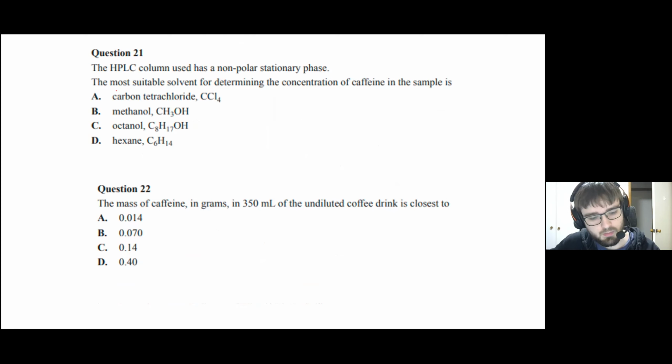Carbon tetrachloride is non-polar. Methanol is polar. That's looking pretty good. Octanol is kind of in the middle. Hexane is non-polar, so that one's definitely out. Methanol is more polar than octanol, so it's going to be the better solvent here.